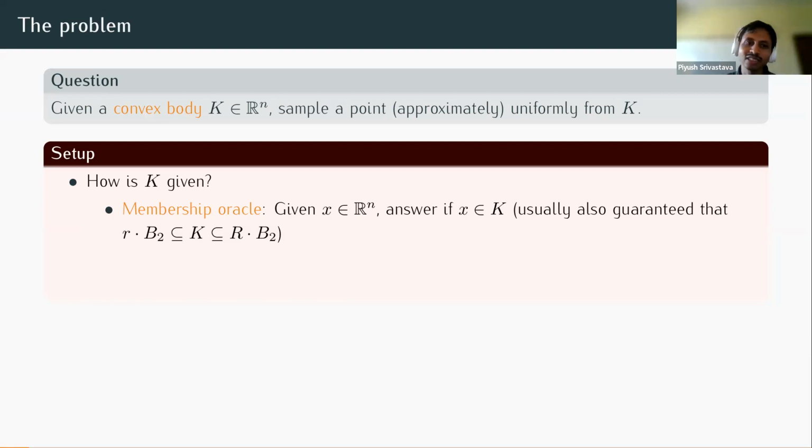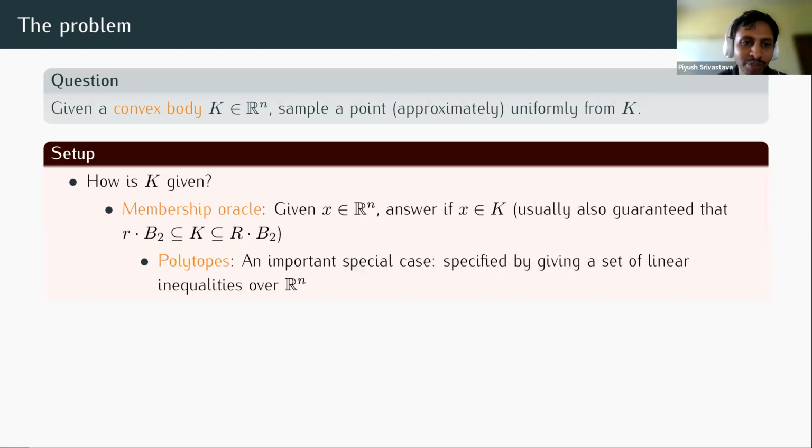So if the ratio of capital R by small r is small, that tells you the body is not like a thin slice. It's not close to being of smaller dimension. So that ratio will play a role, and that's important.